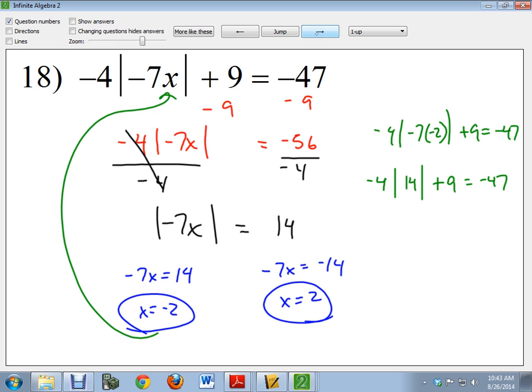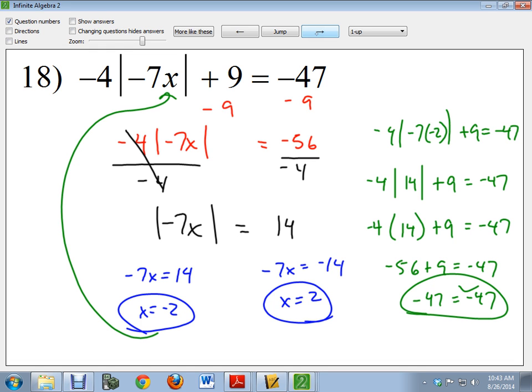We'll then calculate what the absolute value of 14 is, and that is simply 14. Negative 4 times 14 plus 9 is equal to negative 47. And then we get negative 4 times 14 is negative 56, plus 9 is equal to negative 47. And yes, negative 47 is indeed equal to a negative 47. That worked. The same process can be applied to the positive 2, and you will see that that one works as well.